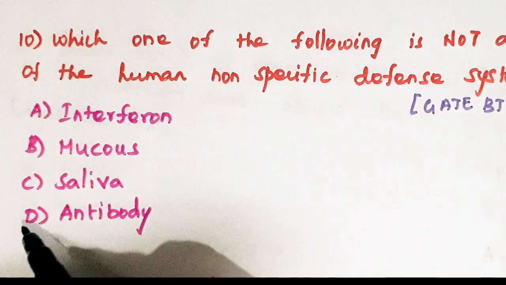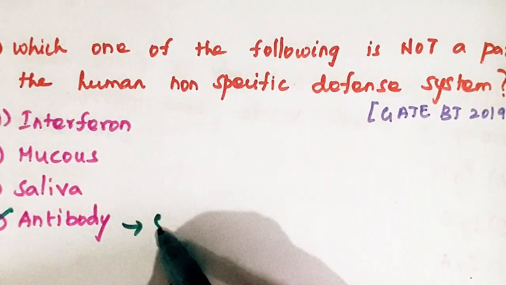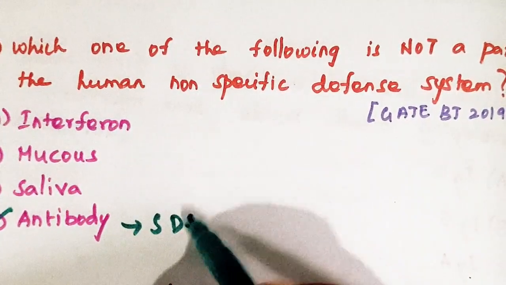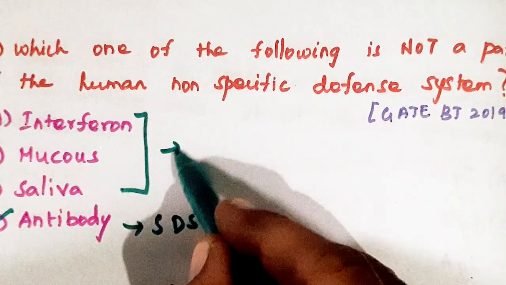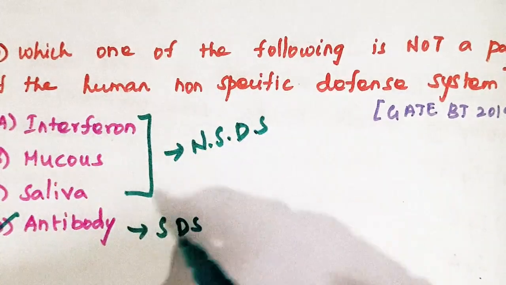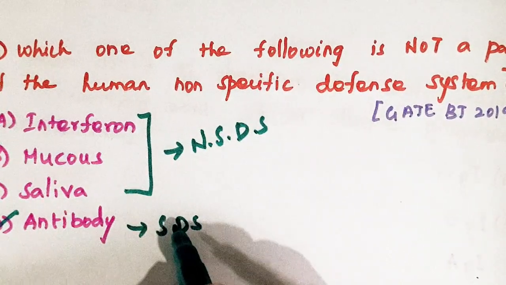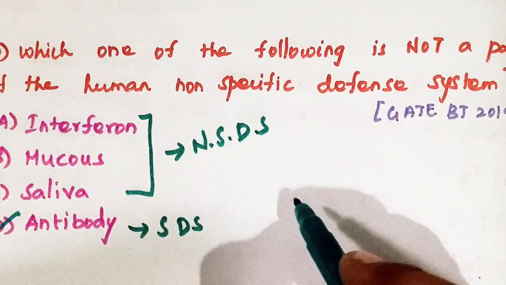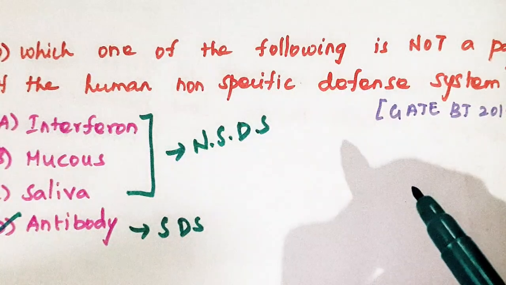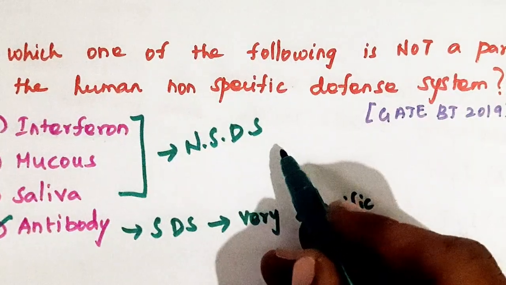The answer is antibody. Antibody comes under the specific defense system. These three all come under the non-specific defense system. Specific defense system means antibody very specifically reacts with antigen and eliminates all the pathogens entering into your body. But these three are non-specific defense system.